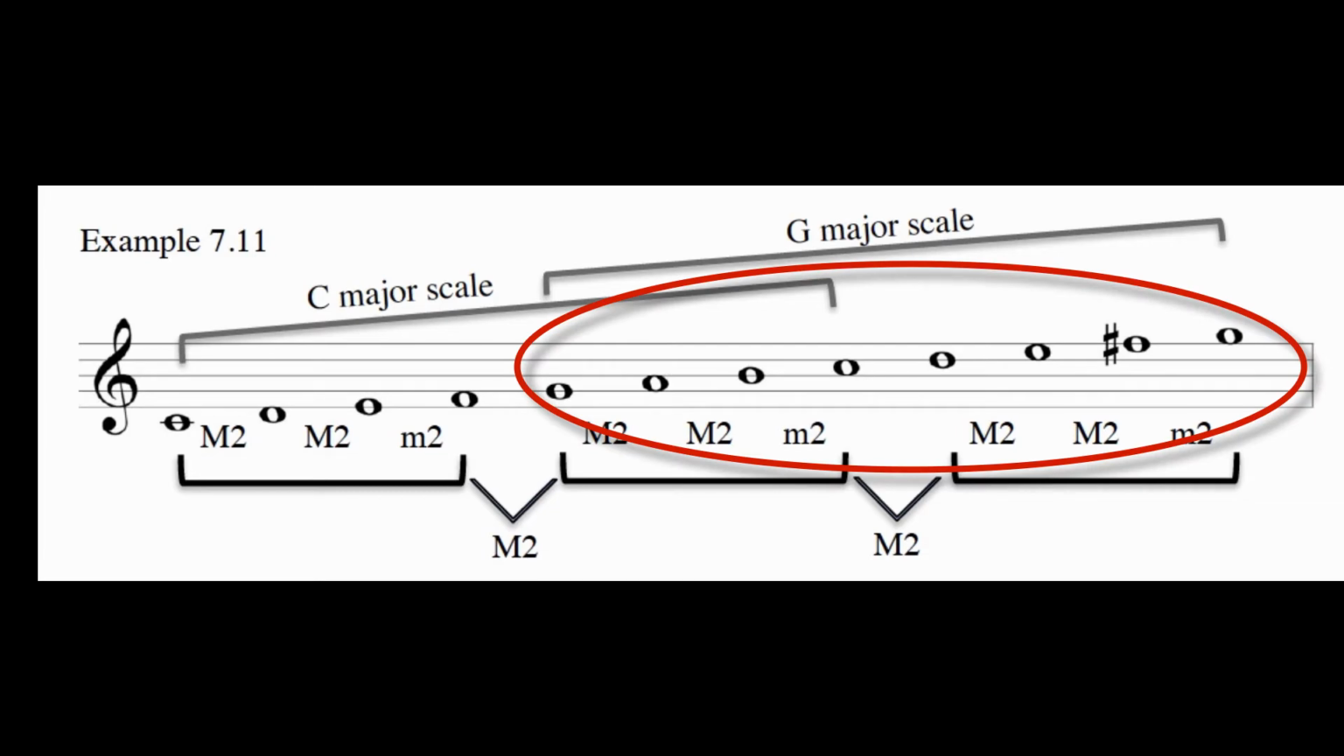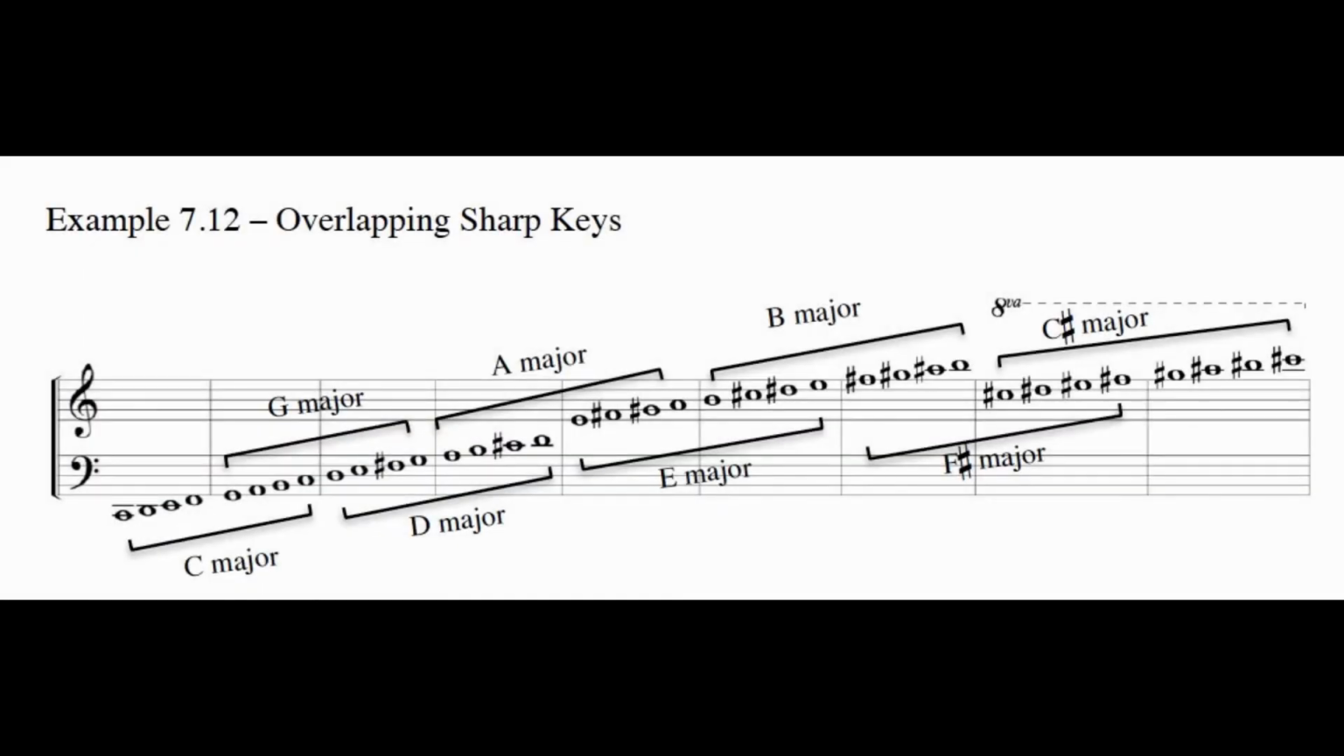Now that the potential overlapping nature of the major scales is apparent, the entire set of sharp scales can be constructed as overlapping pairs of similarly structured tetrachords. Interestingly, this chart can continue into the flat keys, but a little sleight of hand with enharmonics will be necessary.